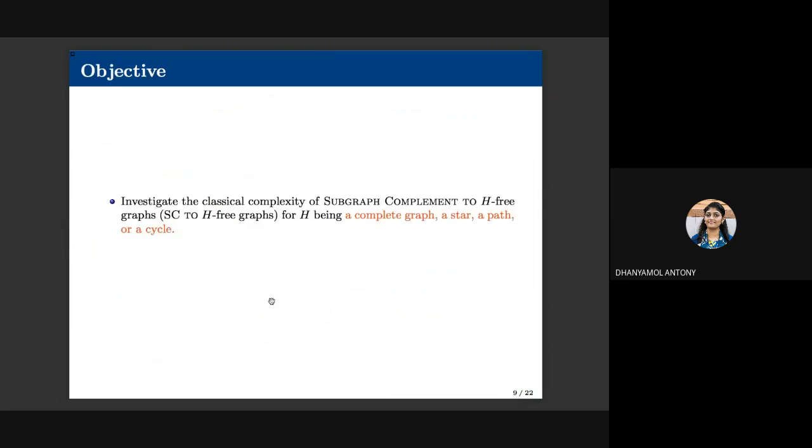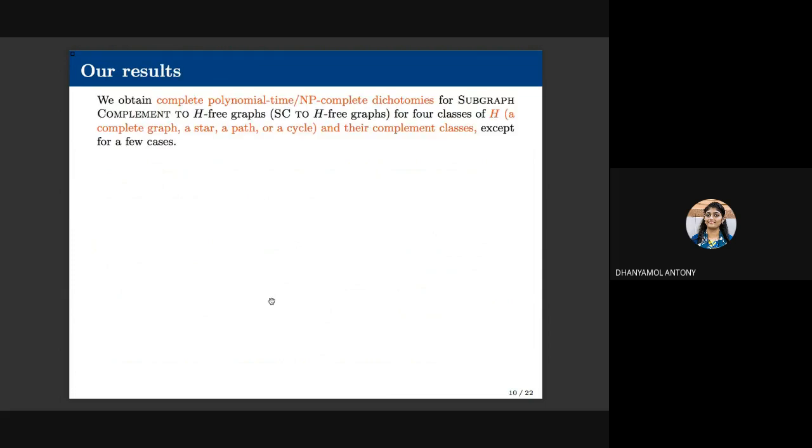Now, our objective is to investigate the complexity of subgraph complement to H-free graphs for H being a complete graph, a star, a path, or a cycle. And we have this result. We obtain complete polynomial time or NP complete dichotomies for subgraph complement to H-free graphs for 4 classes of H, a complete graph, a star, a path, or a cycle, and their complement classes except for a few cases.